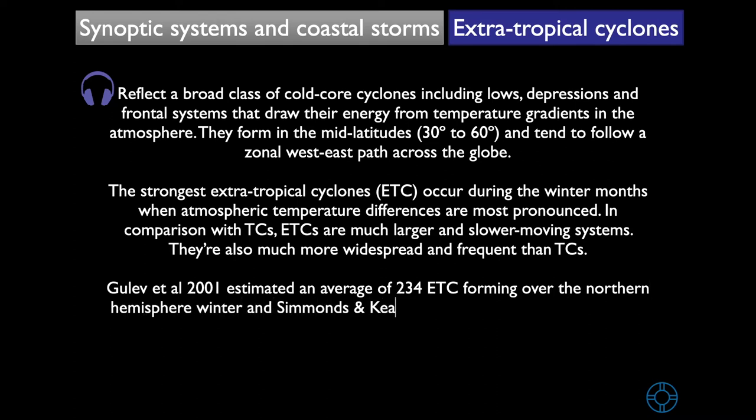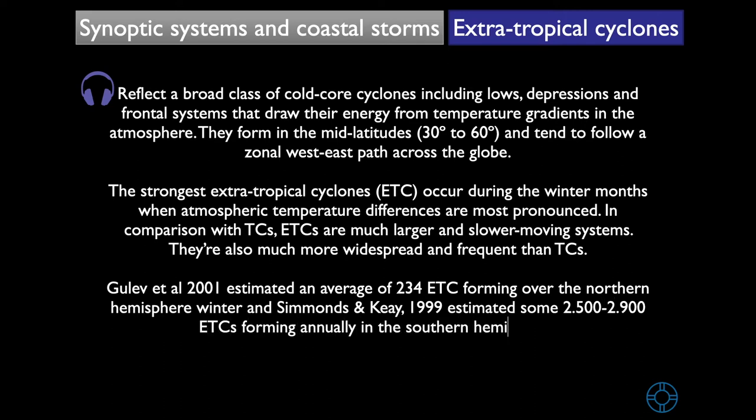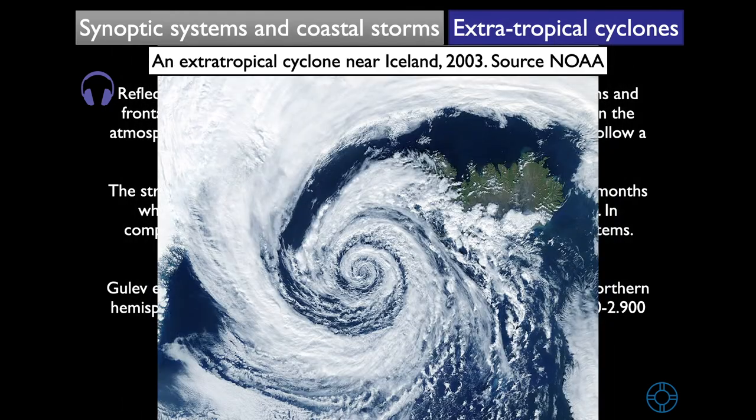Gulev and his collaborators in 2001 estimated an average of 234 extratropical cyclones forming over the northern hemisphere winter. And Simmonds and Keay, 1999, estimated some 2,500 to 2,900 extratropical cyclones forming annually in the southern hemisphere. Let's see two examples of extratropical cyclones.